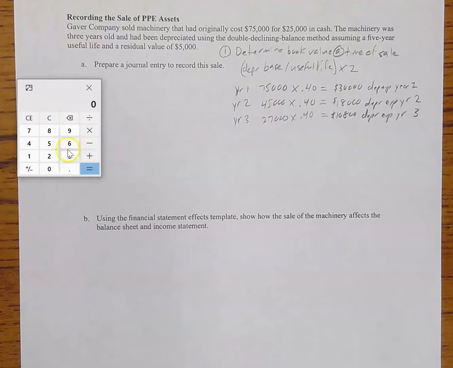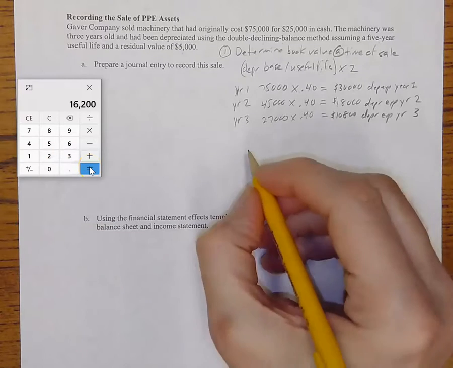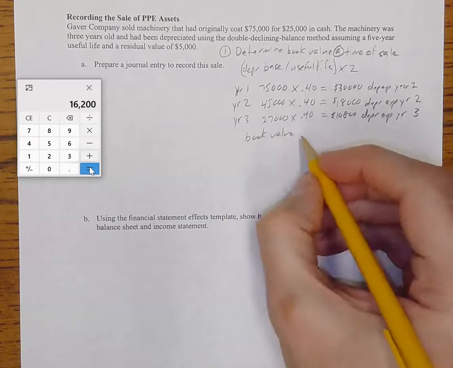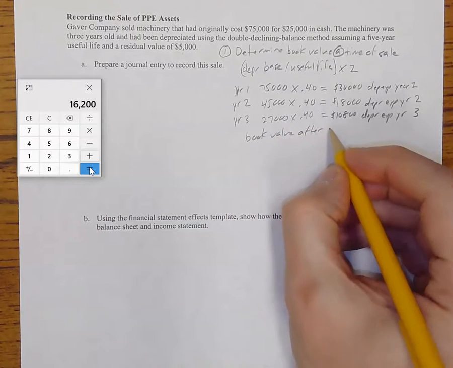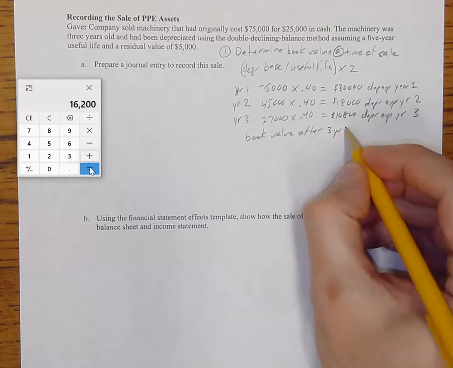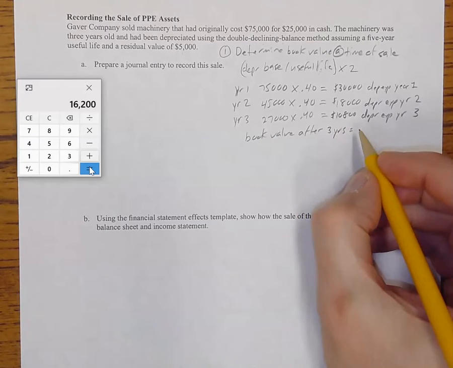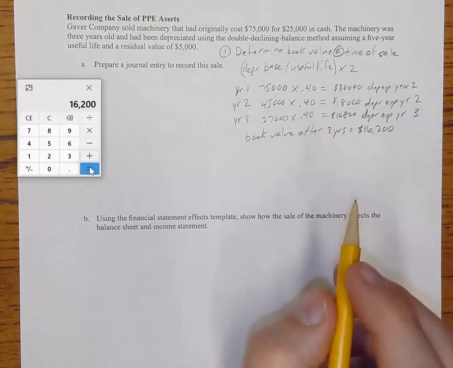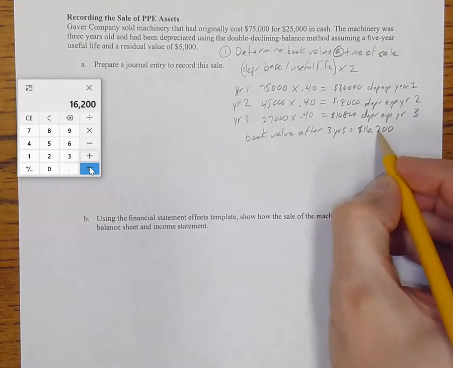So I'm going to take this 27,000, and I'm going to subtract from it the depreciation. I'm going to get 16.2. So book value after 3 years equals $16,200.